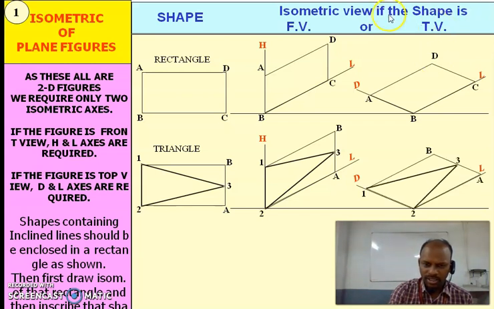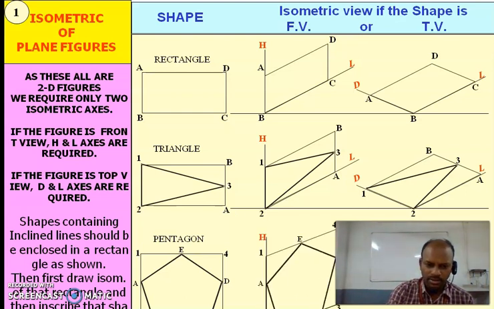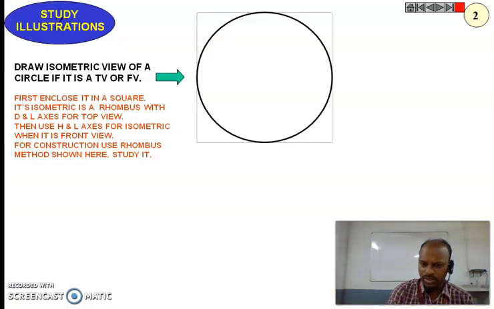So we can simply transfer this triangle inside this big parallelogram. In between A and B, the third point, the vertex of this triangle, we can mark with the help of a compass. Similarly, the pentagon is just enclosed in a rectangular box. If the true shape is in the front view, this is the answer. If the true shape is in the top view, this is the answer.